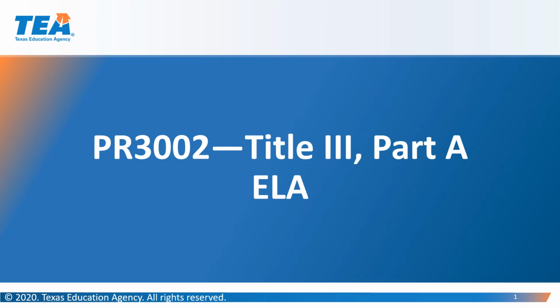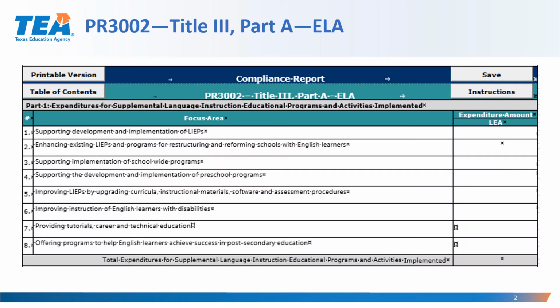In the 2019-2020 report, the information for Title III Part A, ELA, and Title III Part A, Immigrant, have been separated into two different reports. The PR3002 is for Title III Part A, ELA. At the top of the report, the buttons for printable version, table of contents, save, and access to the instructions have the same functionality as in the other compliance reports.